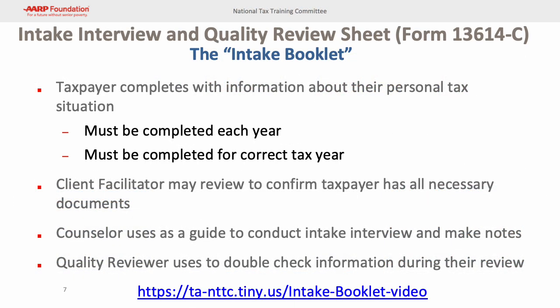The intake, interview, and quality review sheet, which is commonly referred to as the intake booklet, is an IRS document that Tax-Aide adapts for its use. So an effective interview is key to completing an accurate return. The taxpayer completes the booklet before they sit down with the counselor who's preparing their return. It's a structured way for the taxpayer to provide information about their personal tax situation. So it must be completed each year and for the correct tax year.